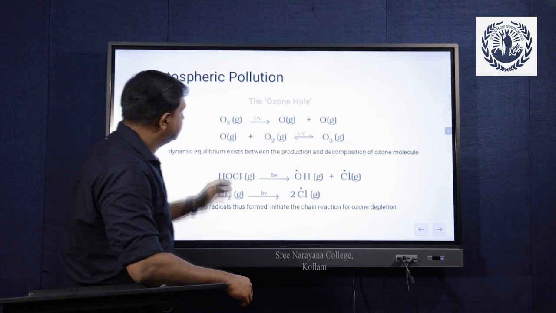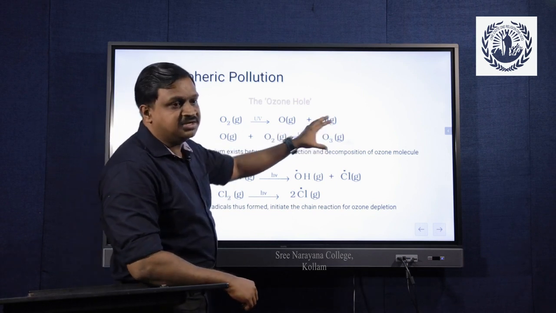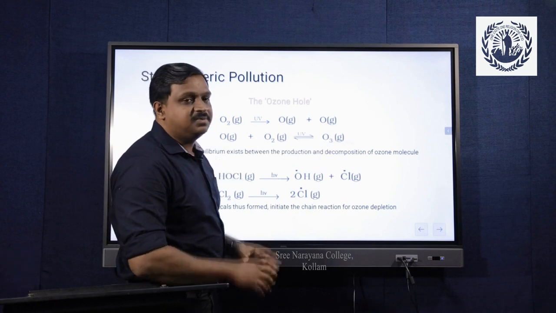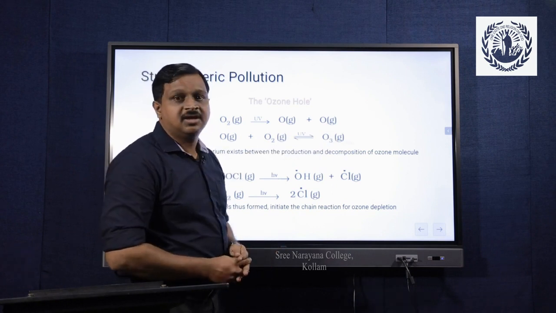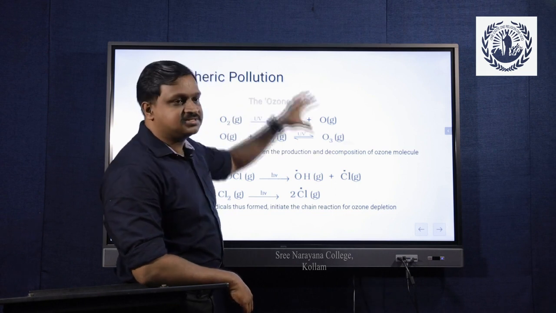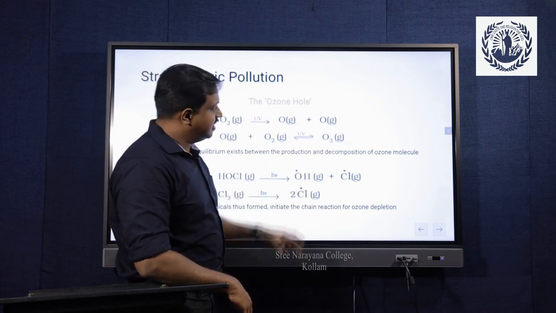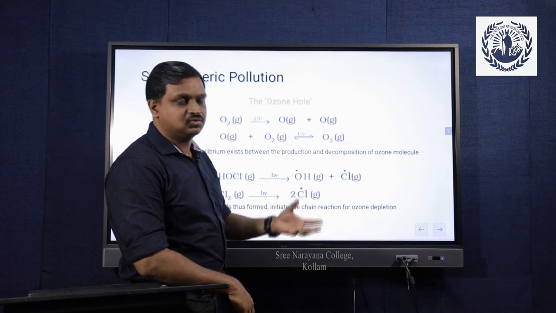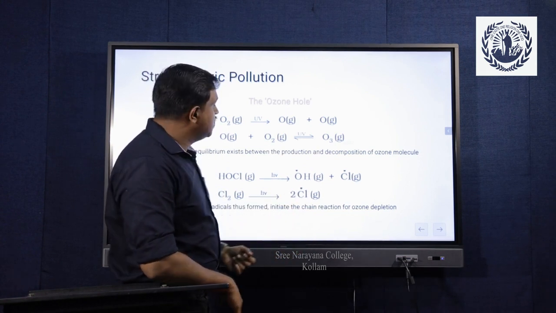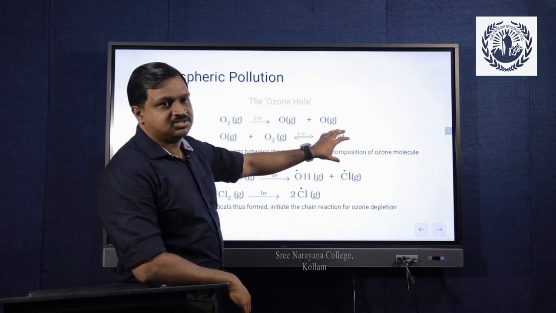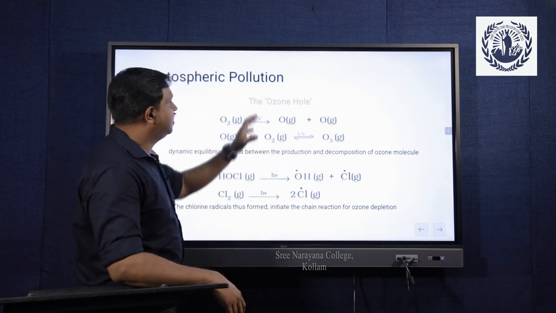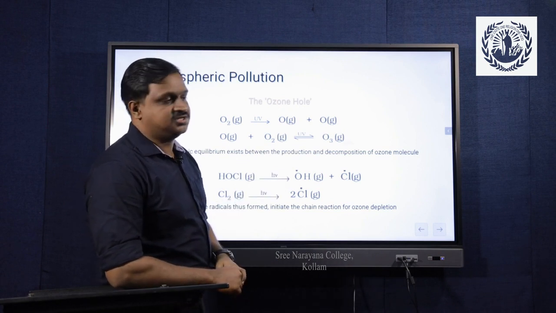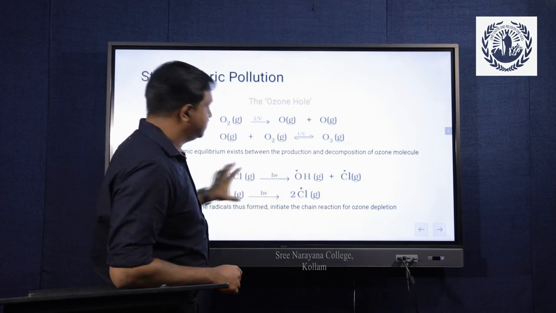So you can see that this equilibrium has to be kept intact, because otherwise the concentration of O3 will be very low in the stratosphere region, and what will happen is the UV rays from the sun can easily reach the Earth's surface, thereby causing serious health hazards to all living organisms, even to plants and other trees. So this equilibrium has to be kept constant, but still we are seeing an ozone hole over the Antarctic and Arctic regions. Actually, what is happening is this reaction.